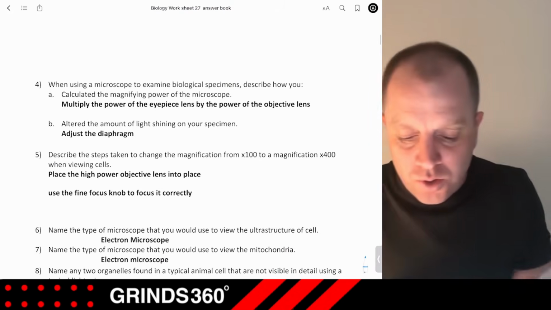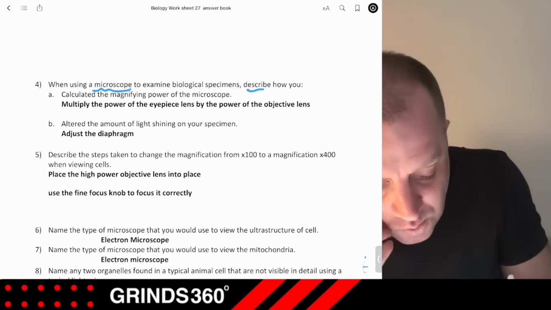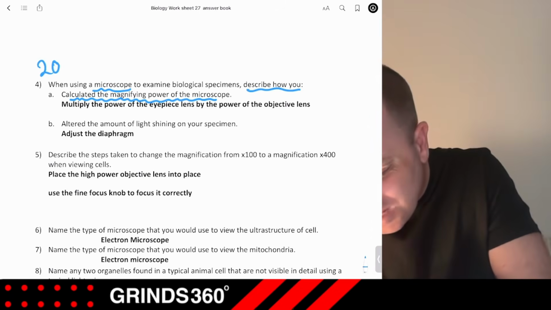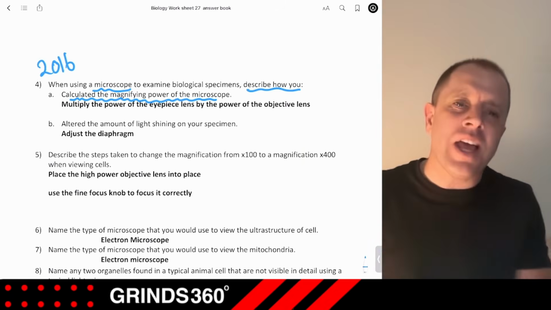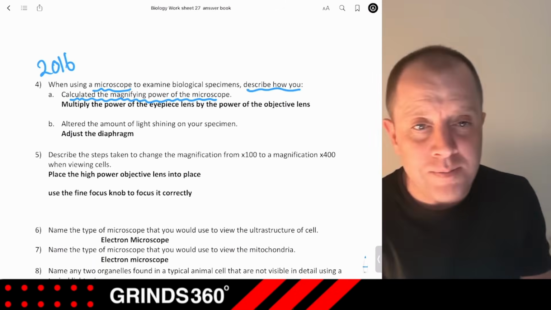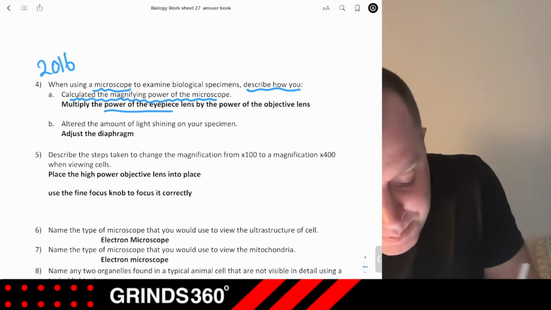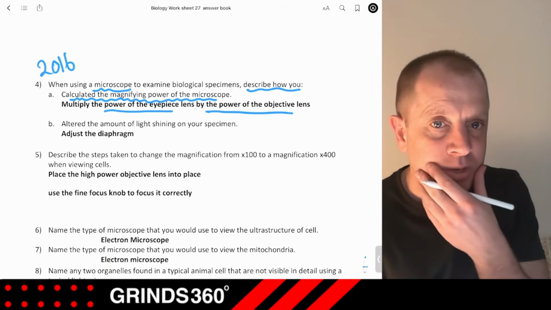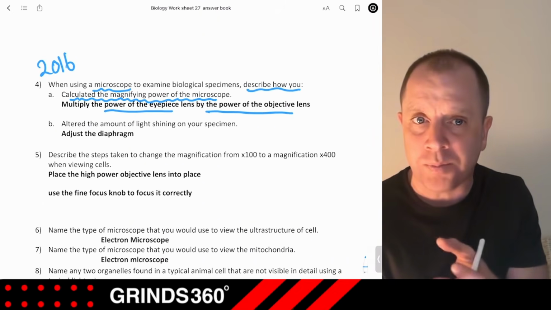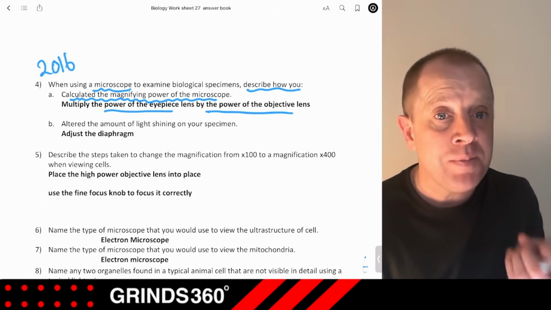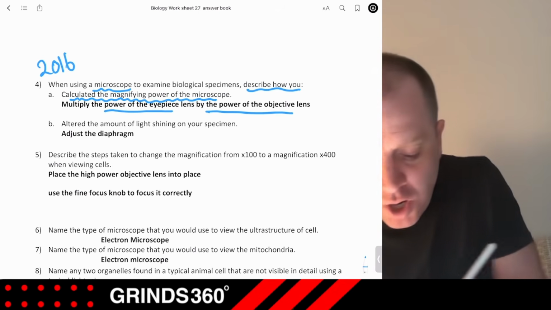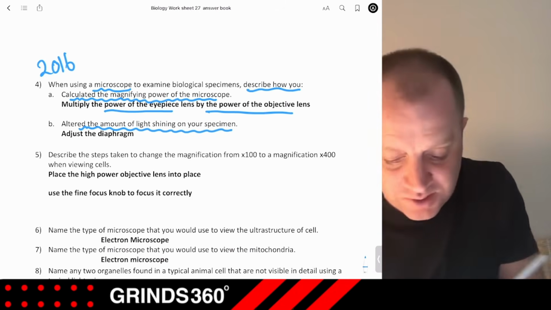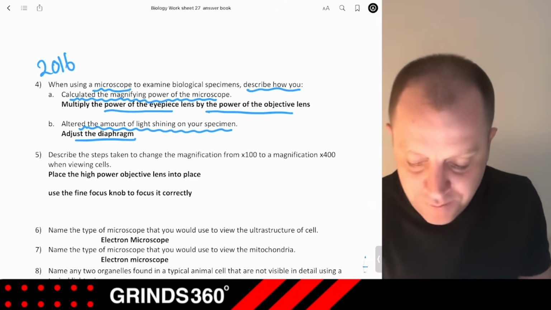Now look at question 4. When using a microscope, describe how you calculate the magnifying power of the microscope. I think that was 2016. So how do you calculate the magnifying power? You multiply the power of the eyepiece by the power of the objective lens. When you see it in writing, it's pretty obvious. But a lot of people say multiply, but they don't know what they're multiplying. You're multiplying the power of the objective and the eyepiece lens. Now look at another one. How do you alter the amount of light shining onto the specimen, onto the slide? You use the diaphragm.